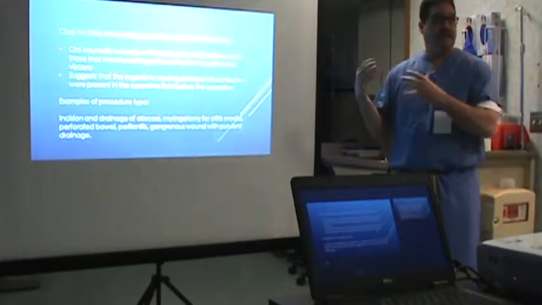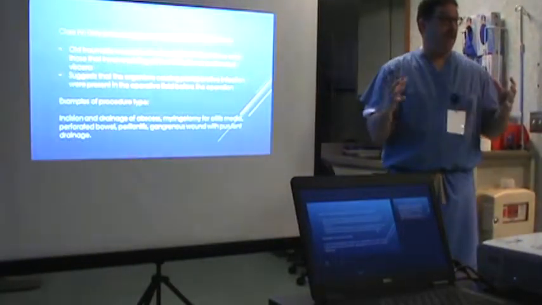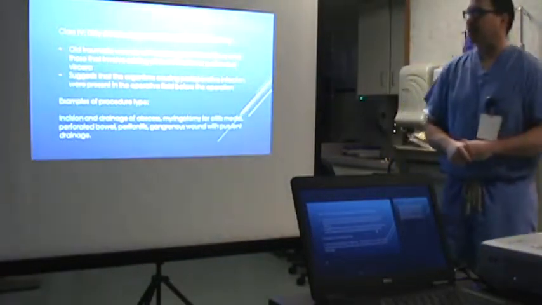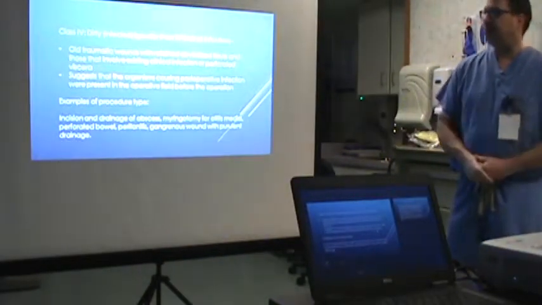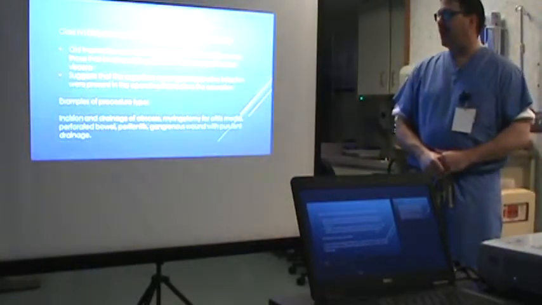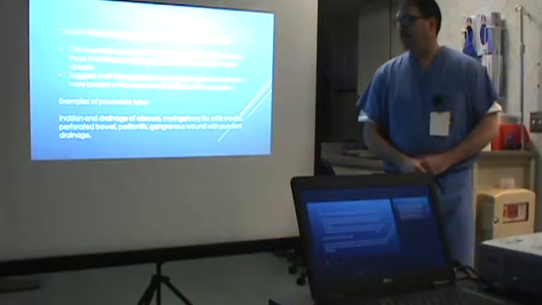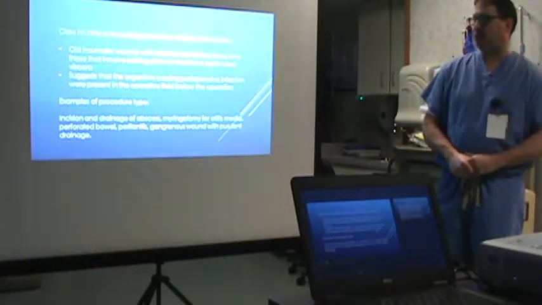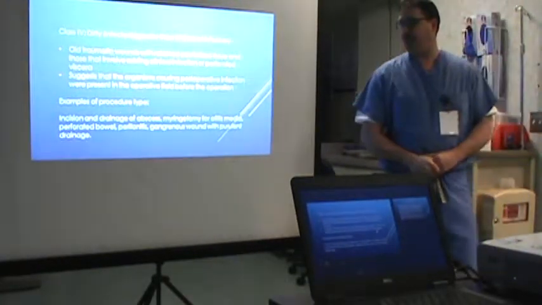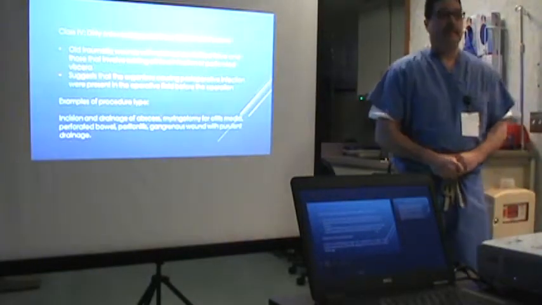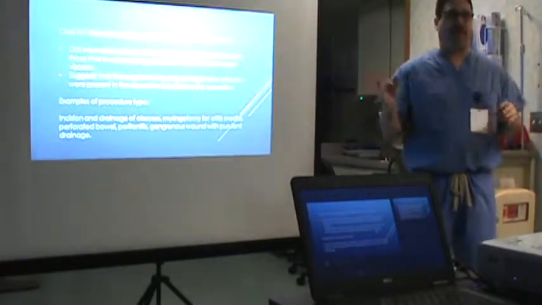I had never seen the classifications written this clearly with the percentages of infections. I thought that would be interesting for all of us to understand that. So we're talking about old traumatic wounds, retained devitalized tissue, and those that involve existing clinical infection or perforated viscera. It suggests that organisms causing post-operative infection were present in the operative field before the operation. And that's a very important fact.